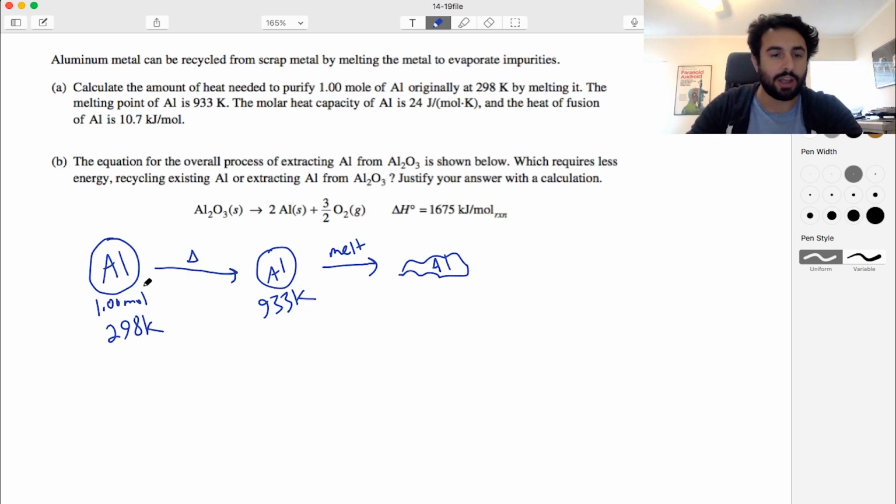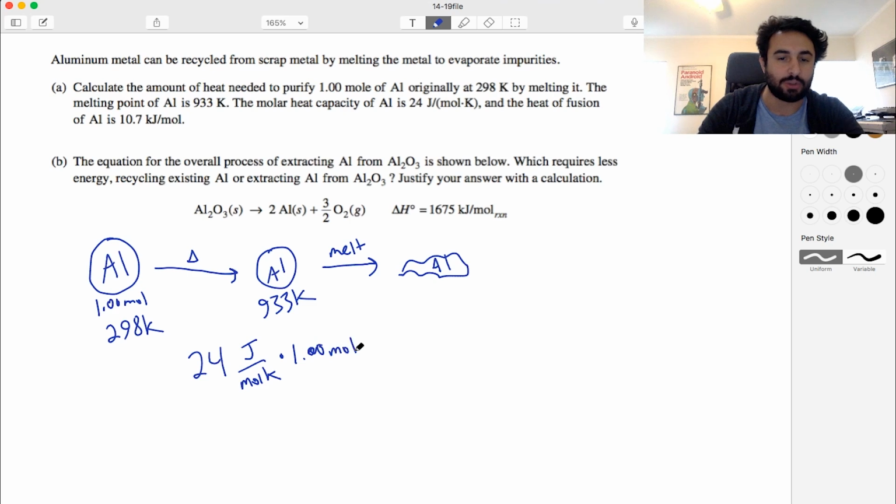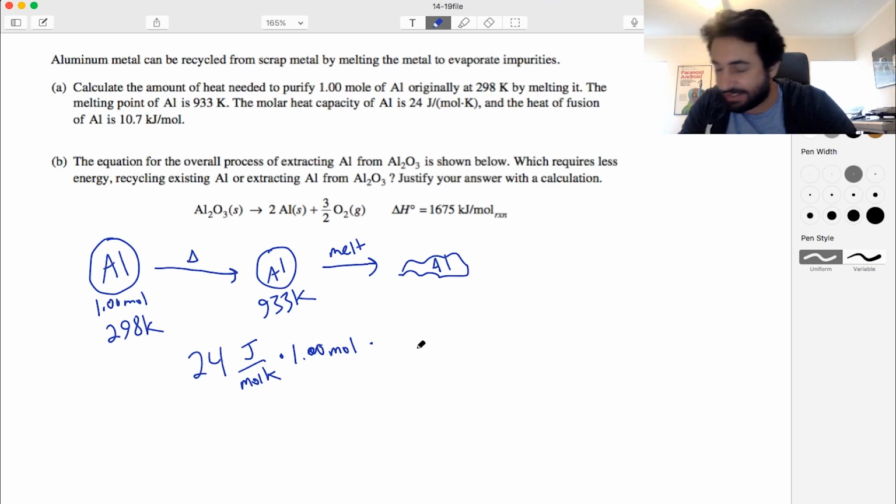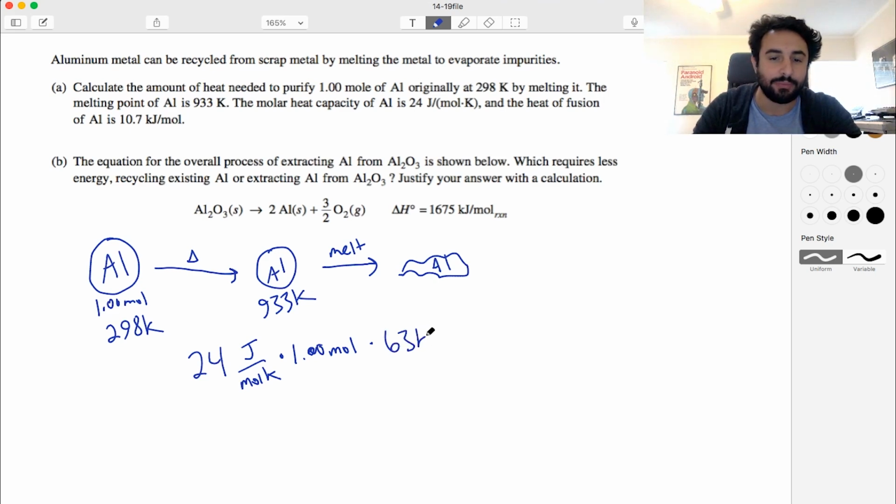And we have two different figures that will help us do that. If we're going to get from 298 K to 933 K, we're going to need the molar heat capacity. So this is 24 joules per mole K. And they made it nice and easy for us. It's exactly a mole. So let's just multiply by a mole just to get rid of the units. And then we're going to multiply by 635 K.